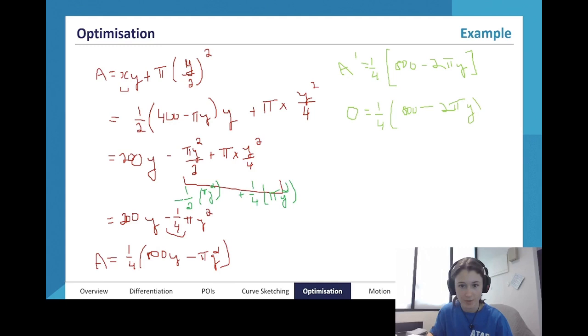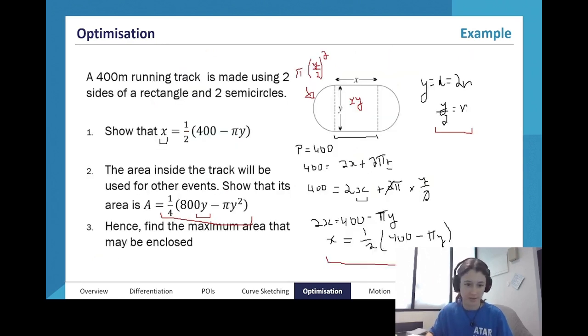So as you might notice here, the quarter is going to cancel out. We can just take this 2 pi y over to the other side. We're going to get that y is equal to 400 over pi. Now this tells us the y value. We now also need to determine the corresponding x value because we need to find, actually, no, my mistake. The question hasn't asked us to find the dimensions of the running track.